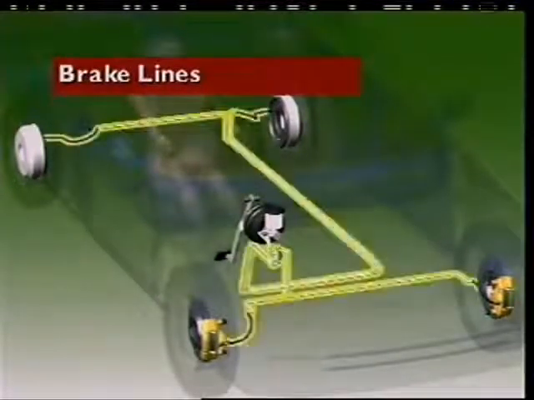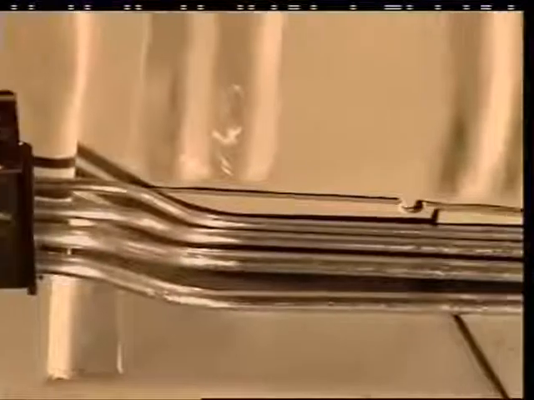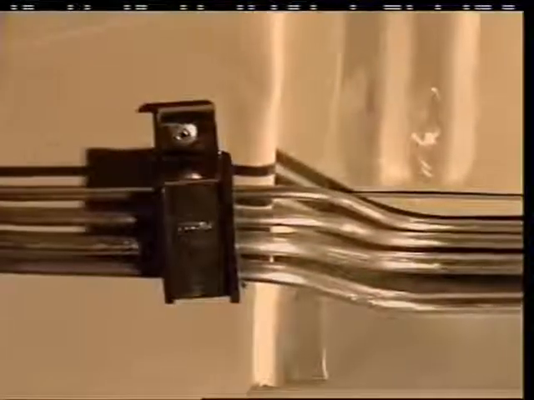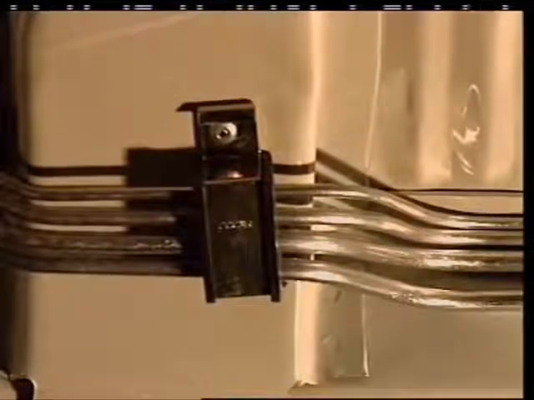This section examines brake lines. Brake lines carry brake fluid from the master cylinder to the brakes. They are basically the same on all brake systems. For most of their length, they are steel and attached to the body with clips or brackets to prevent damage from vibration.